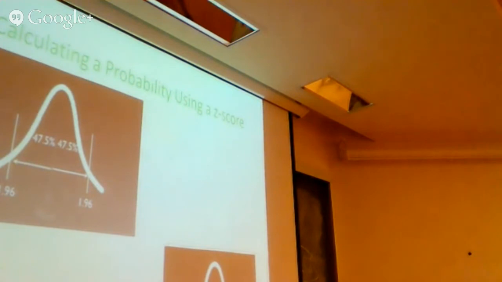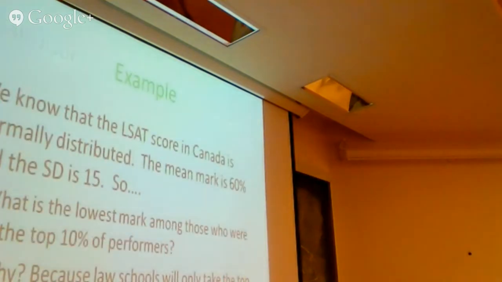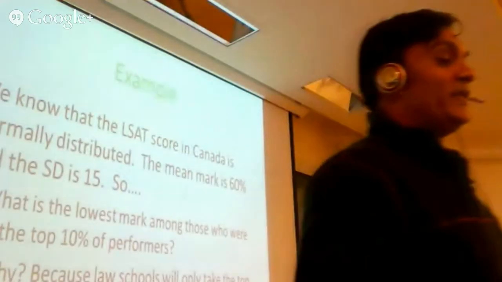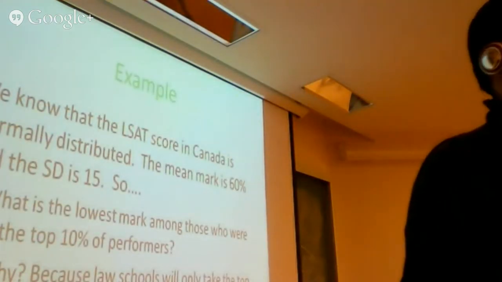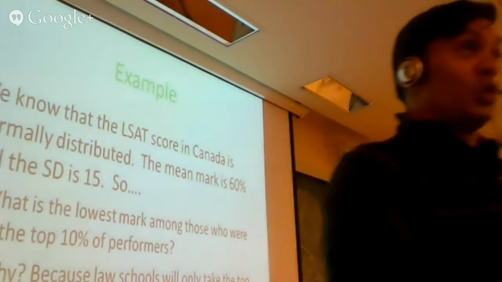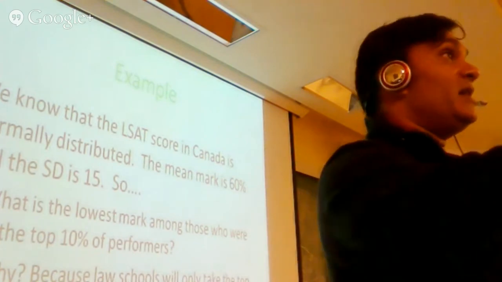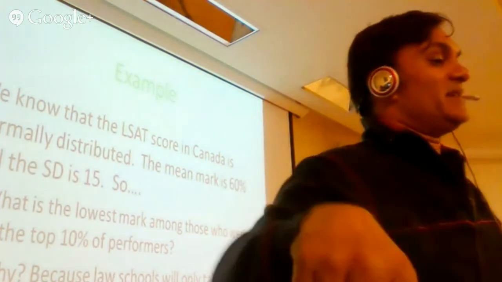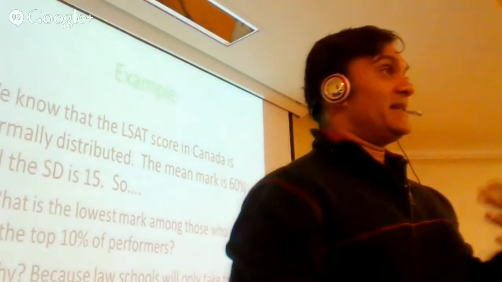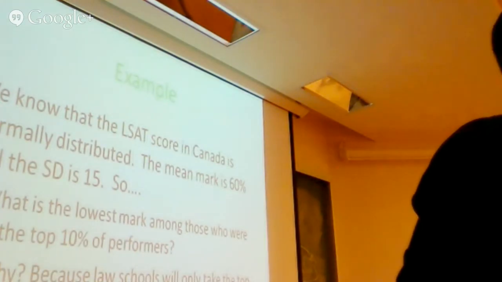So here is the assumption of the MCAT scores in Canada. About 90% of individuals fall within 2 standard deviations, like I mentioned, 95%. So we know the LSAT score, by the way, is the law school admissions test. The LSAT score in Canada is normal. We know that because we've been doing LSAT scores for so many years now. Every year we have the data. Oh, look, it's exactly bell-shaped. The mean mark is 60, and the standard deviation is 15, traditionally.